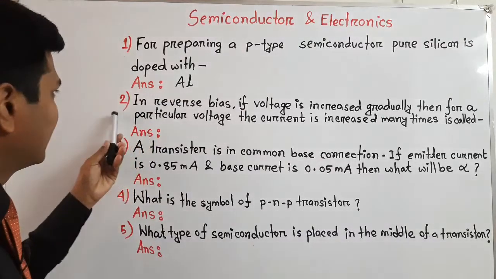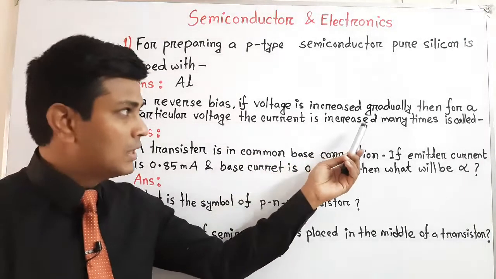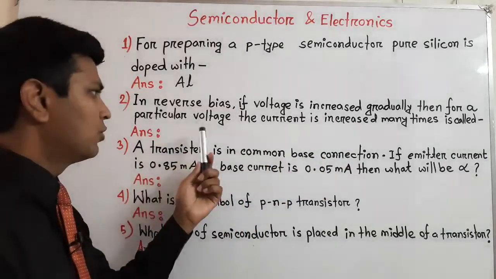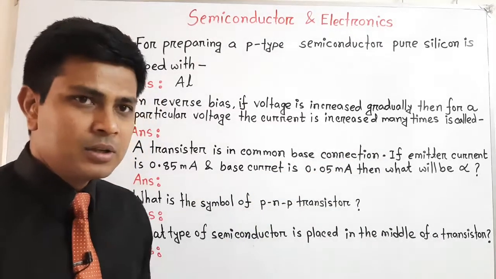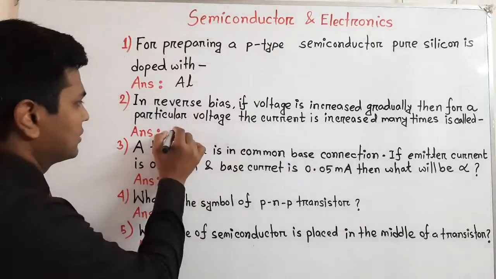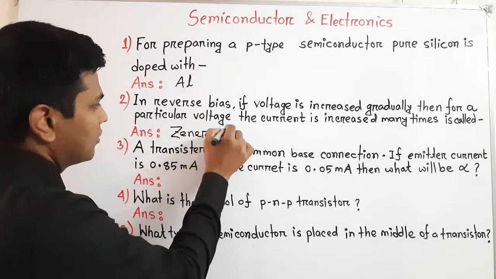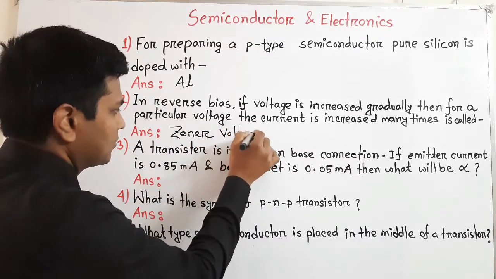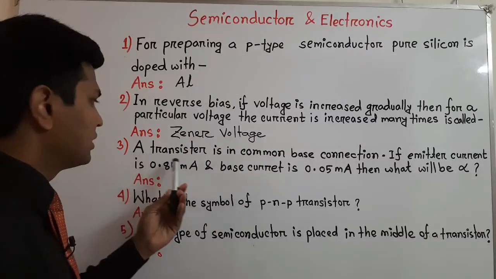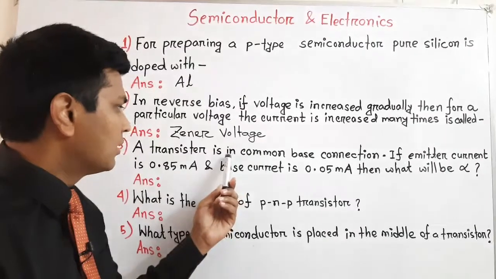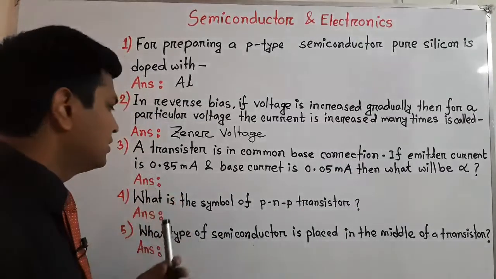Now let's see question number 2. The question is, in reverse bias, if voltage is increased gradually, then for a particular voltage the current increases many times, then it's called Zener voltage. It's called Zener voltage.